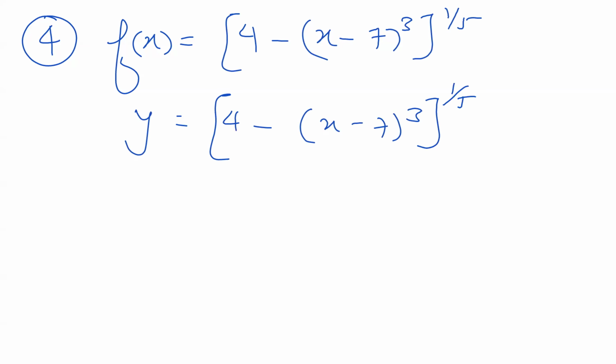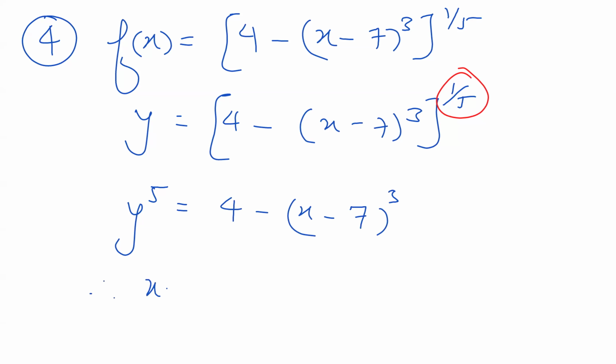Now, first of all, this 1 by 5, I have to eliminate. So 1 by 5 will become 5 on the other side. It's indices, basic indices. So 4 minus (x minus 7) the whole cube. Therefore, (x minus 7) the whole cube is equal to (4 minus y) raised to 5.